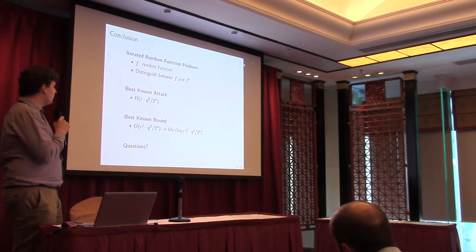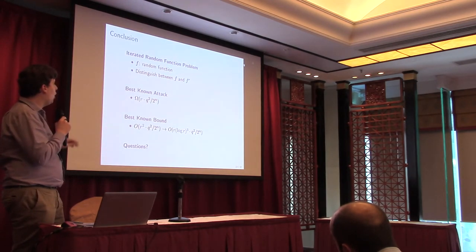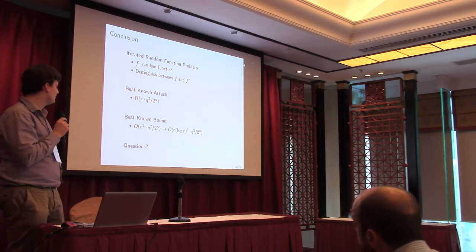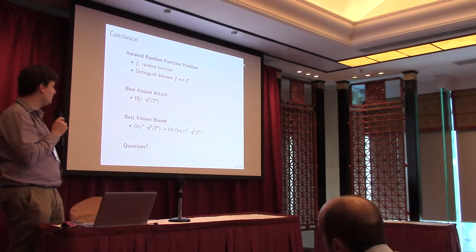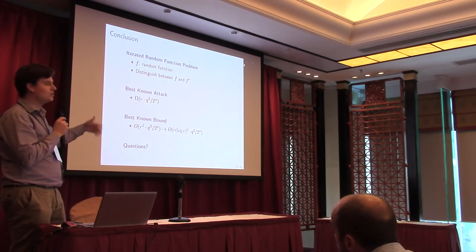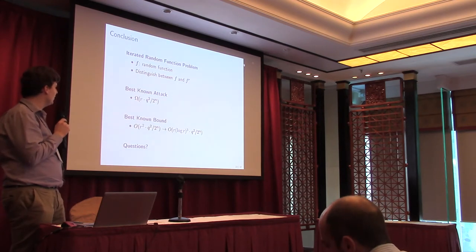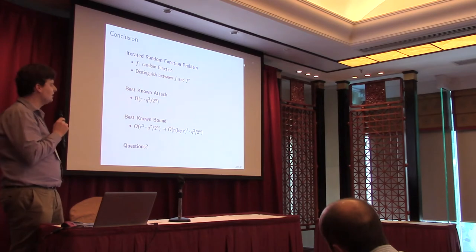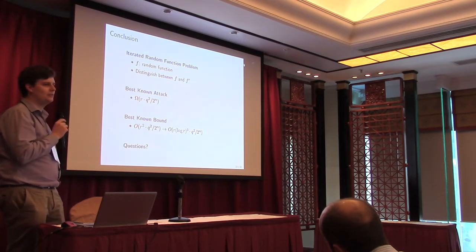Now what we do is we improve this to an almost linear term. So we still have this logarithmic factor. That's of course an interesting thing for future work to improve. But it grows slower than any polynomial function, thereby showing that we have an almost tight result between the best known attack and the best known bound.